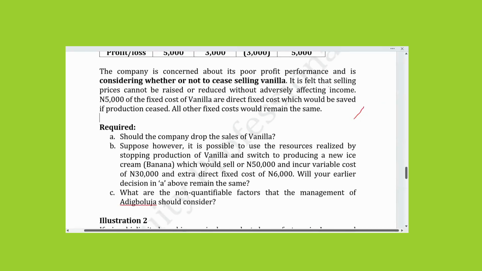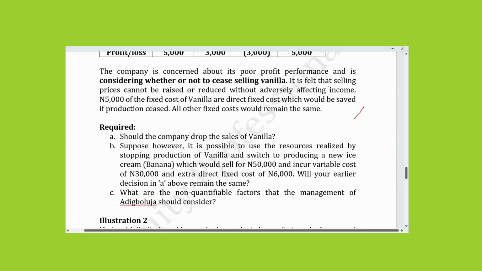Required: A. Should the company drop the sales of vanilla? B. Suppose, however, it is possible to use the resources realized by stopping production of vanilla and switch to producing a new ice cream, banana, which will sell for 50,000 naira and incur variable cost of 30,000 naira, and extra direct fixed cost of 6,000 naira. Will your earlier decision in A above remain the same? What are the non-quantifiable factors that the management of Adigboluja should consider?